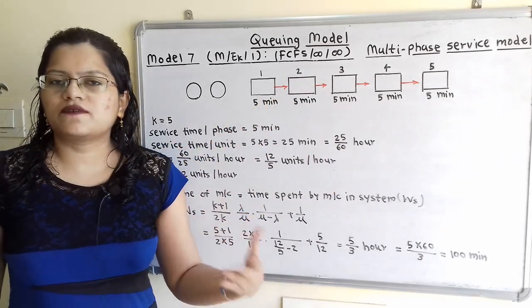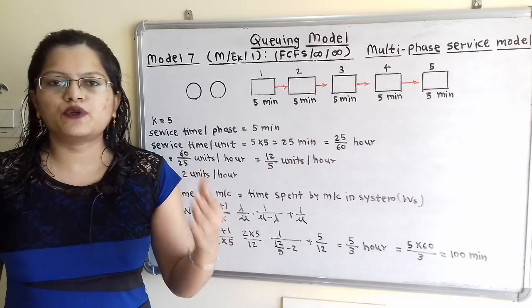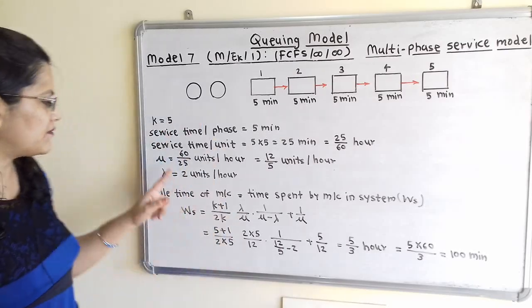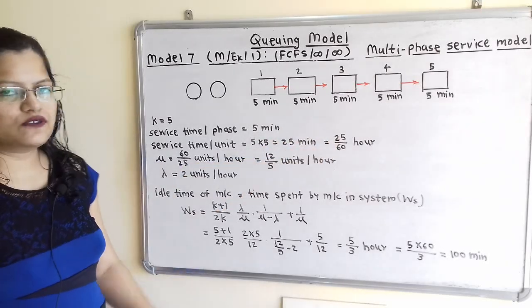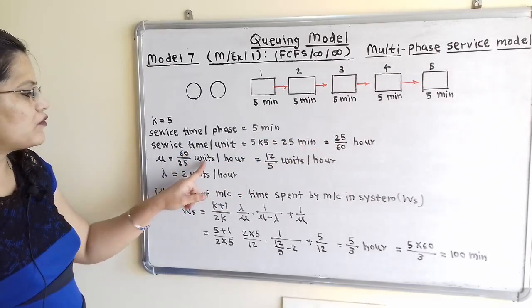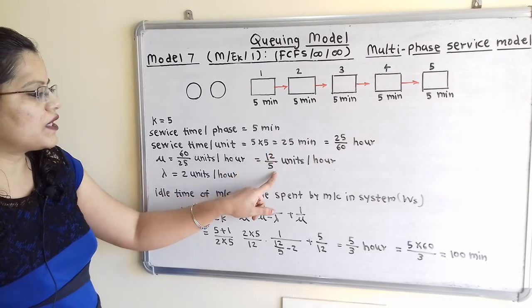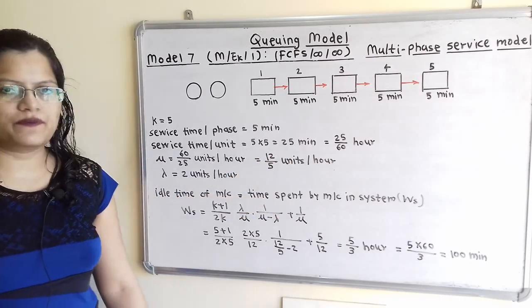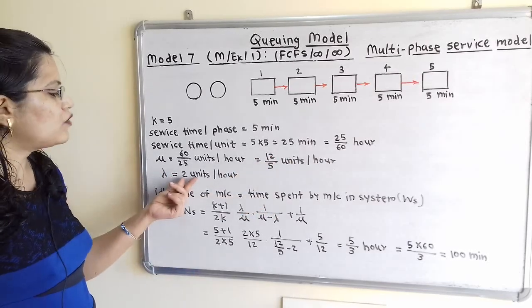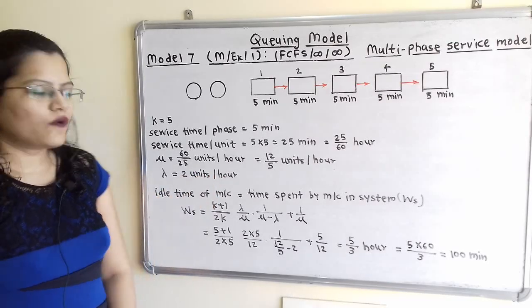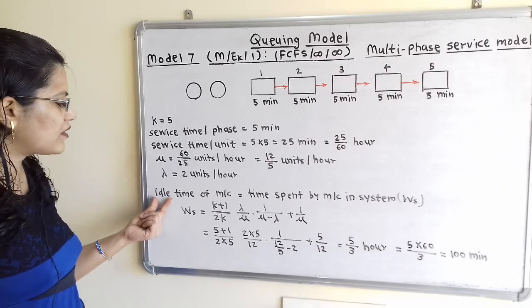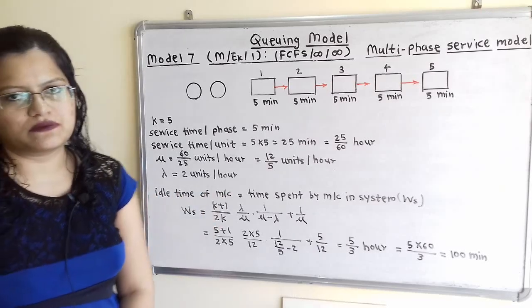So what is the service rate? Service rate mu is equal to 1 divided by service time. So 1 divided by 25 by 60. We can write 60 by 25 units per hour, which is equal to 12 by 5 units per hour. And the arrival rate lambda is 2 units per hour, which is mentioned in the question. Now what is the question? We have to find out the idle time of the machine.